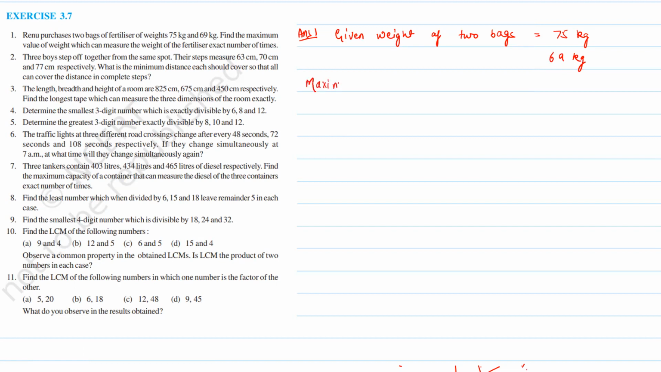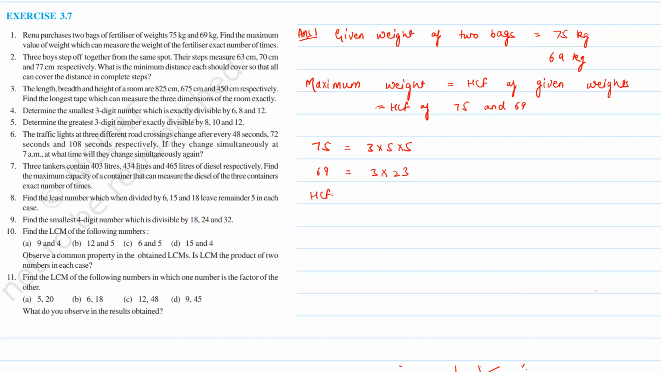Maximum weight will be equal to the HCF of the given weights, which will be the HCF of 75 and 69. For this, we will write 75 as 3 into 3 into 5 into 5, and 69 as 3 into 23. So the HCF is 3.